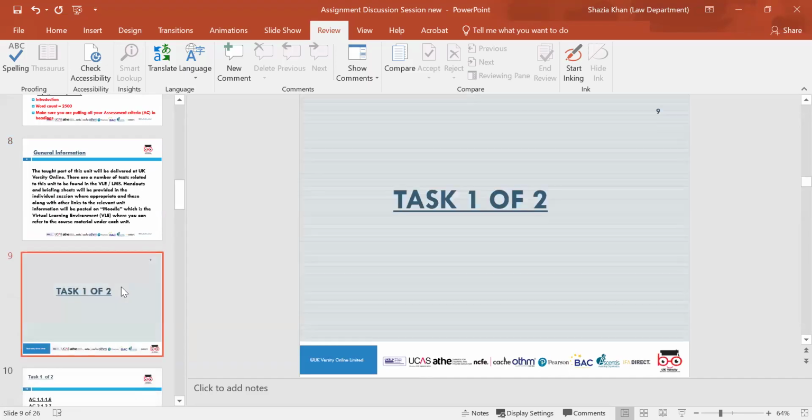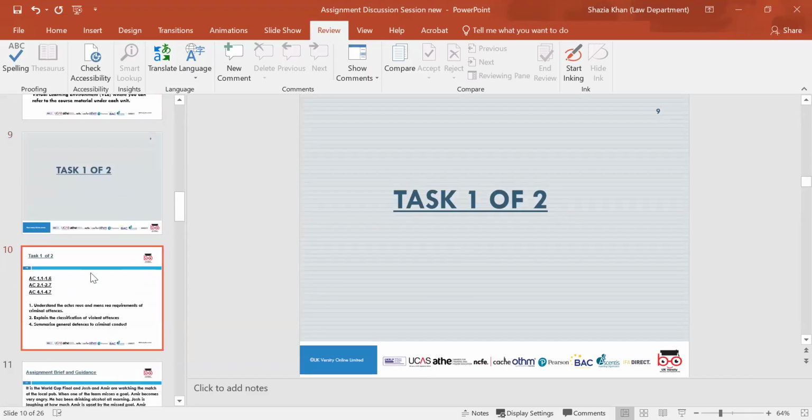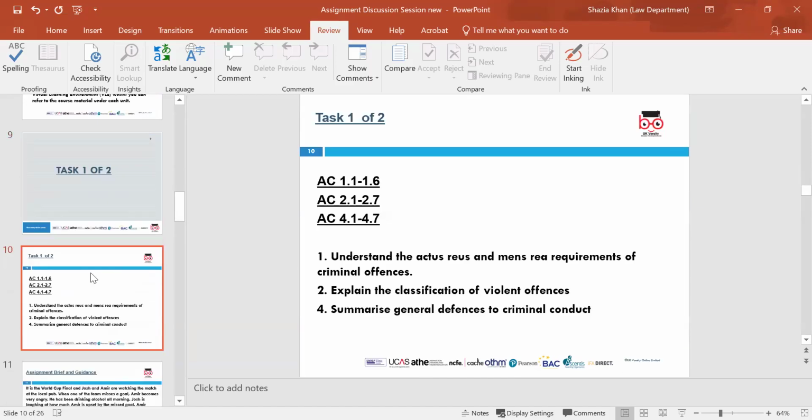So let's go into the tasks. There are 2 tasks. Task 1 of 2 is AC 1.1 to 1.6, AC 2.1 to 2.7, and AC 4.1 to 4.7. Here you will be able to understand the actus reus and mens rea requirements of criminal offences. You need to explain the classification of violent offences, and you need to summarise general defences to criminal conduct.